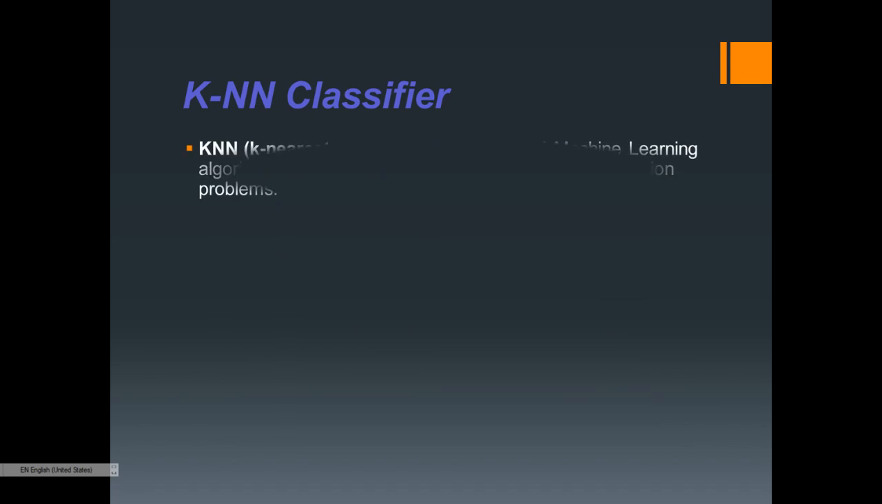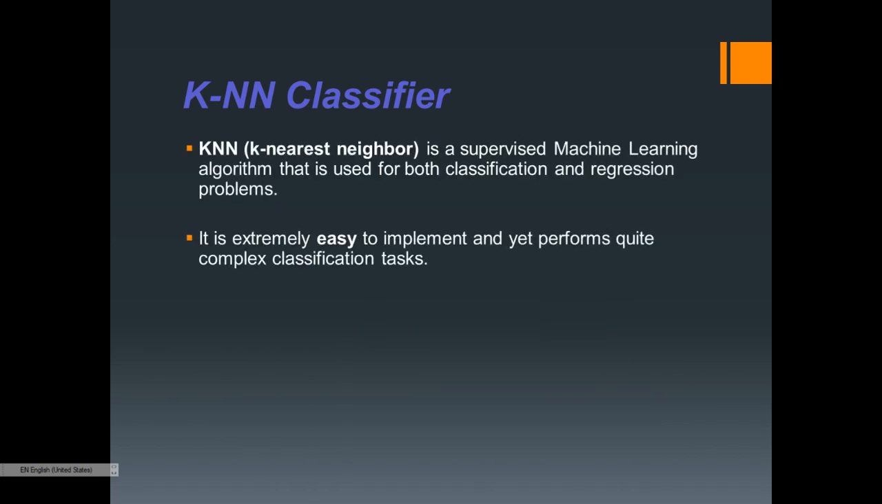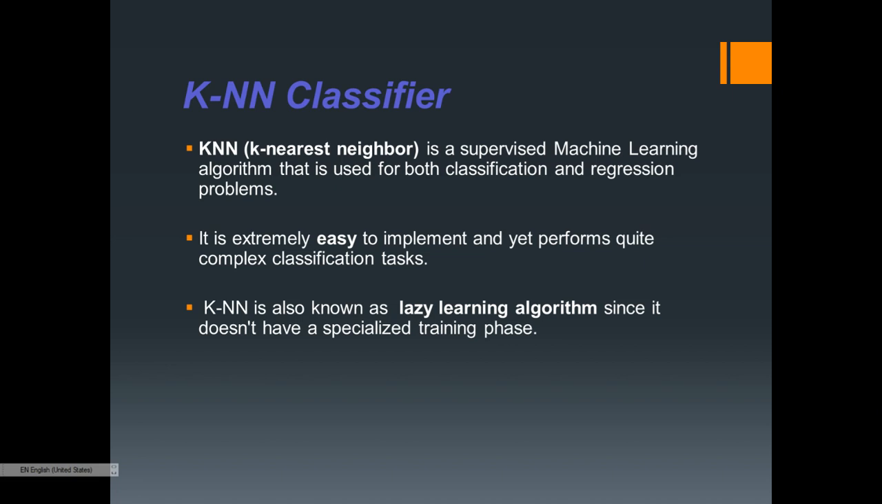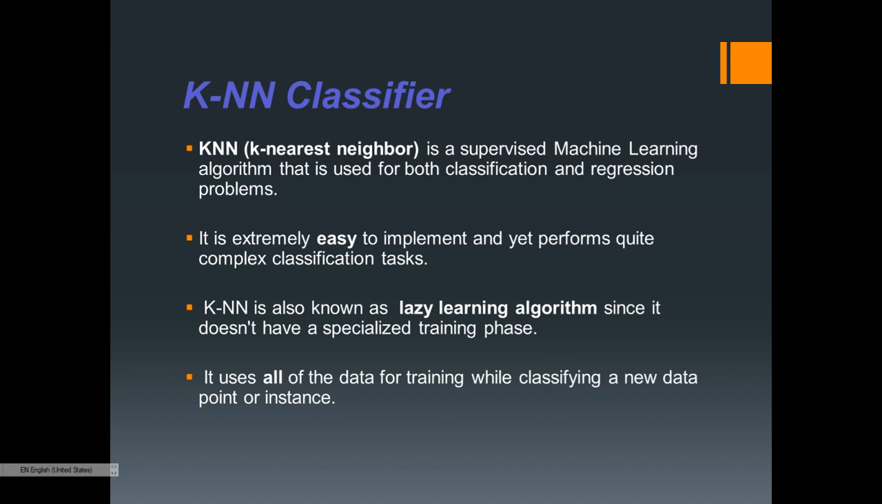KNN Classifier. The KNN means the K nearest neighbor is a supervised machine learning algorithm that is used both for classification and regression problems. It is extremely easy to implement, and yet it performs quite complex classification tasks. KNN is also known as lazy learning algorithm since it doesn't have a specialized training phase. It uses all of the data for training while classifying a new data point or instance.